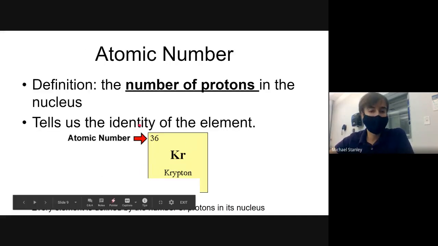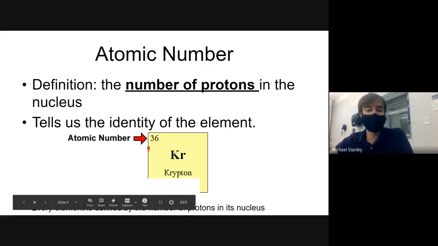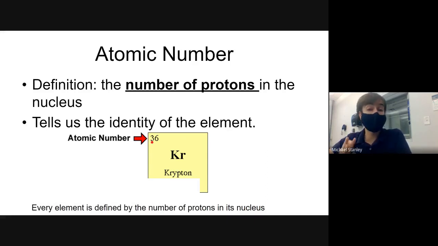So our first number up here at the top, the atomic number, tells us the number of protons in our atom. In the nucleus of this atom, the number of protons that it has is its atomic number. In this case, krypton has an atomic number of 36. So krypton has 36 protons in its nucleus, in this atom.